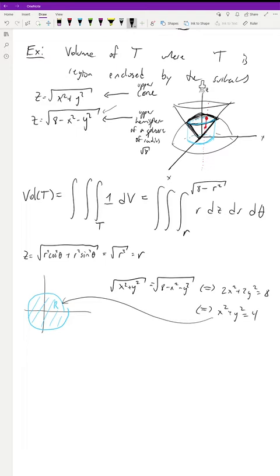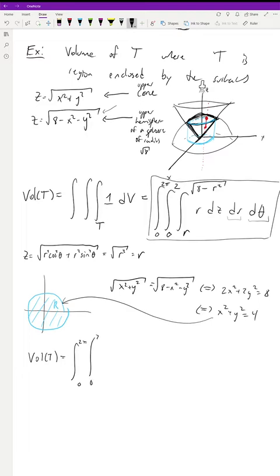So our r bounds go from 0 up to 2. And then we don't have any restrictions on theta, so our theta bounds go from 0 to 2 pi. And here we've essentially set up our integral that we want to evaluate to figure out what the volume of this region T is. So the volume of T is equal to the triple integral from 0 to 2 pi, 0 to 2, r to root 8 minus r squared of r dz dr d theta. And I'm not going to actually evaluate this completely, but I'll at least do the innermost integral.